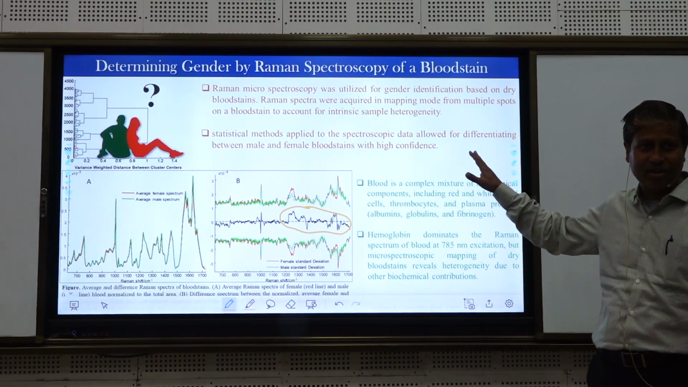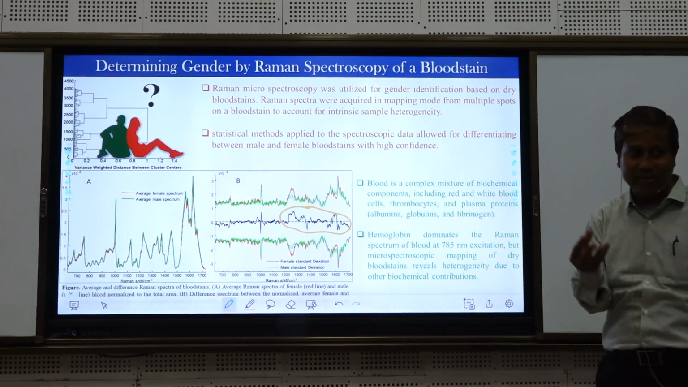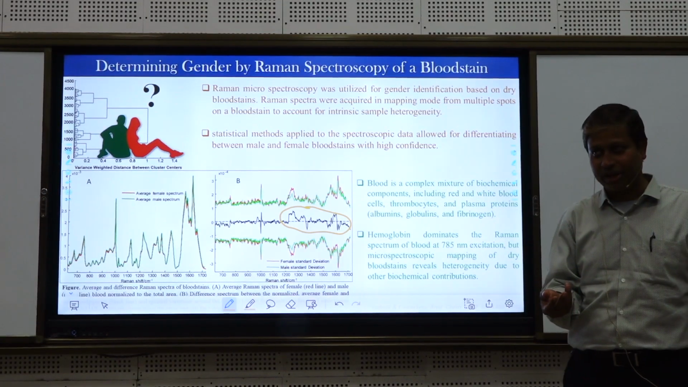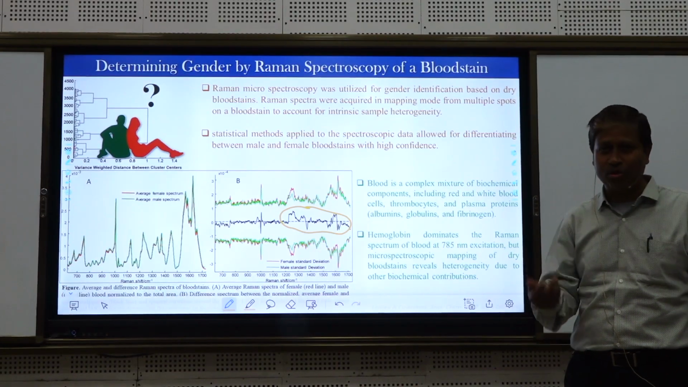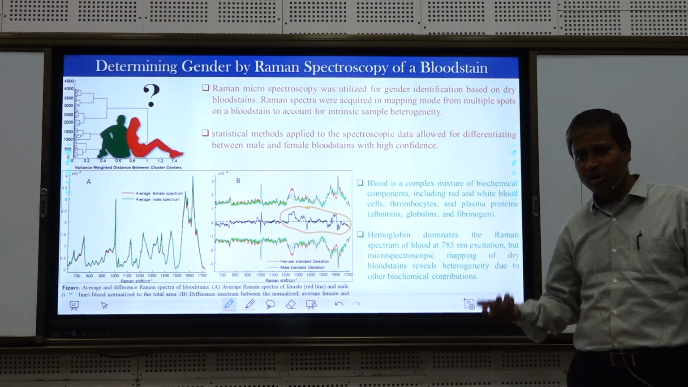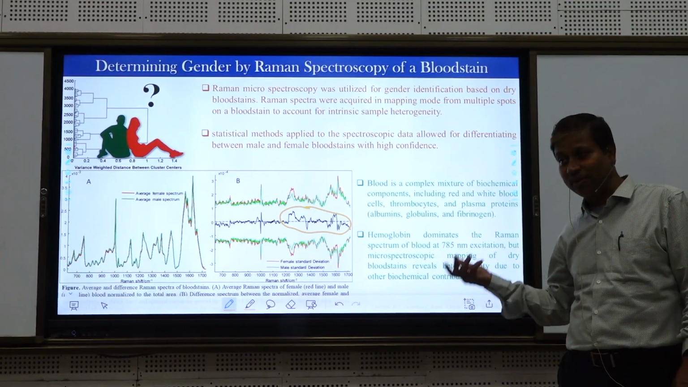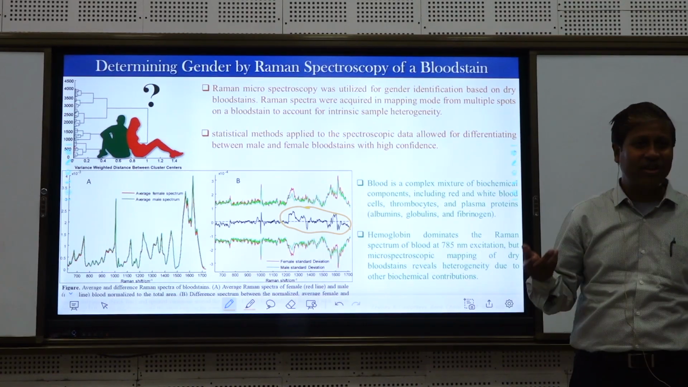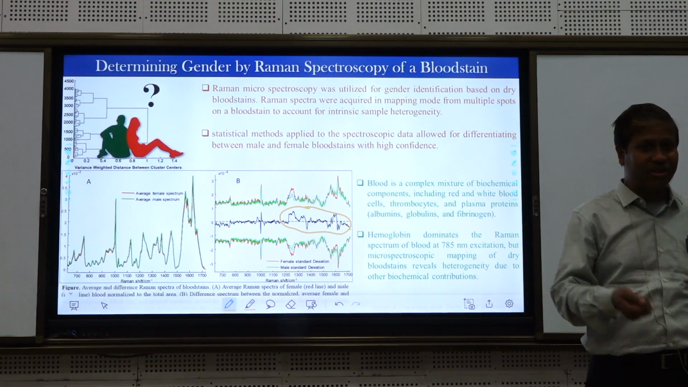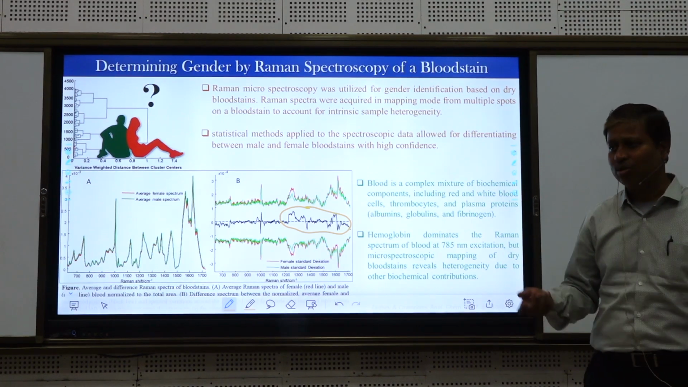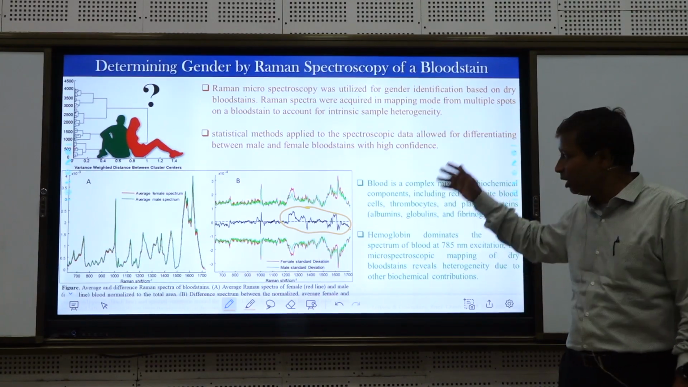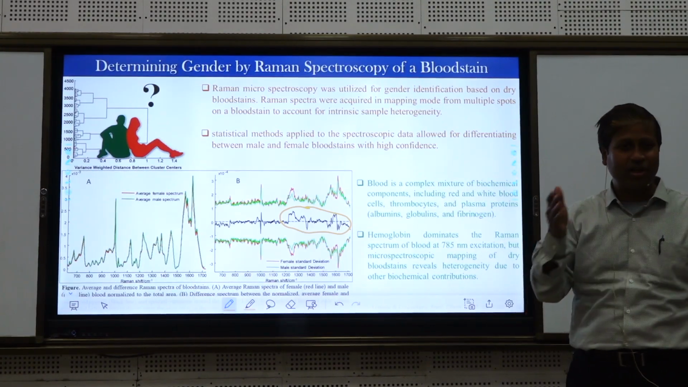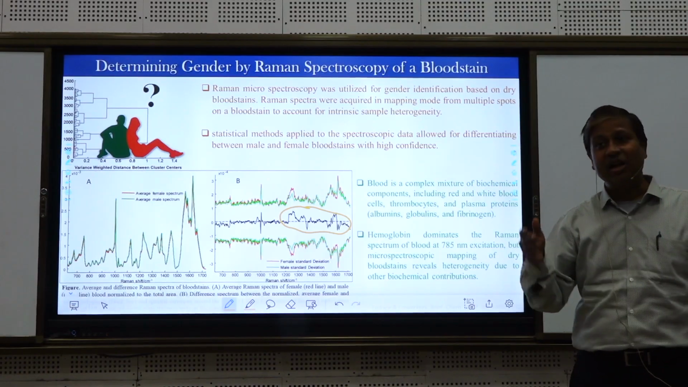These are for crime scenes. You have a blood sample or something looking like blood. You do not know whether it is human blood. If it is human blood, you do not know whether it is female or male. If it is not human blood, you do not know whether it is animal blood or even from a vegetable or something. So many types of studies are there. First whether it is human blood. If it is human blood, then whether it is male or female.